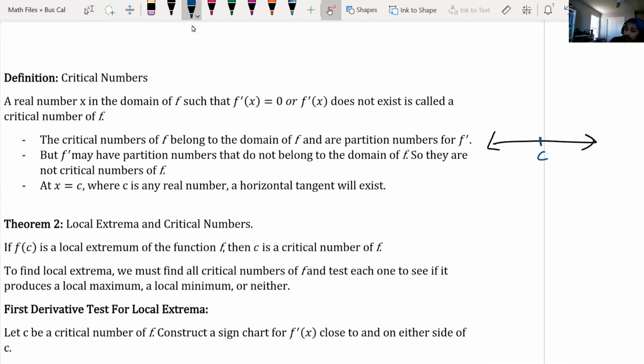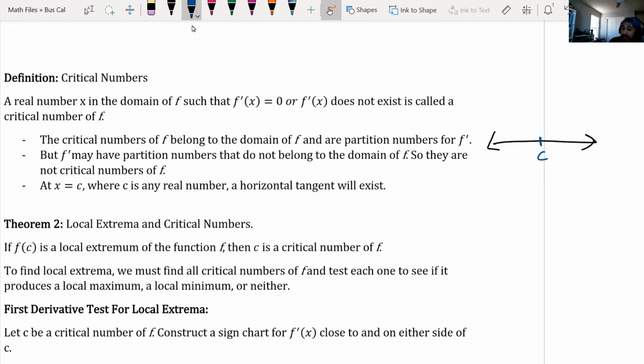Okay. It says the derivative may have partition numbers that do not belong to the domain of f, so they are not critical numbers of the original function. All that says is something we don't have to worry about in this class because we're not going to get anything that crazy. But again, you can find critical numbers that belong to the derivative but can't exist in the original function. So that's a possibility, but again, not for this class. We don't get crazy like that.